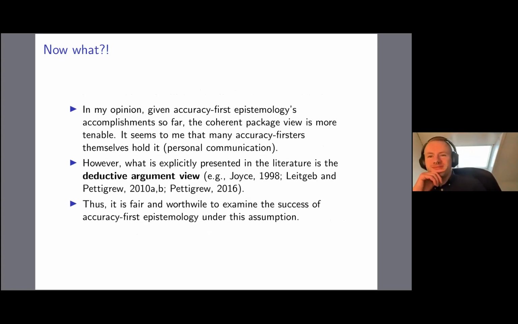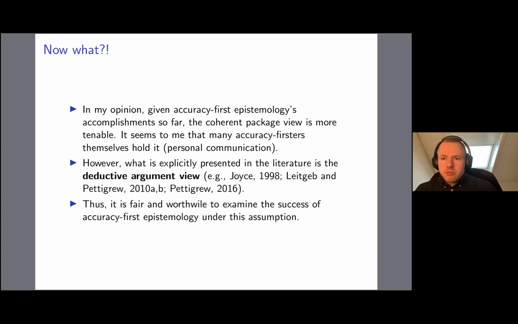So now what? Here's what I think. I think the coherent package view is more plausible, given what accuracy first epistemology has done so far. And actually, it seems to me that many accuracy firsters themselves endorse it, right? I have absolutely no solid proof for that, but personal communication.